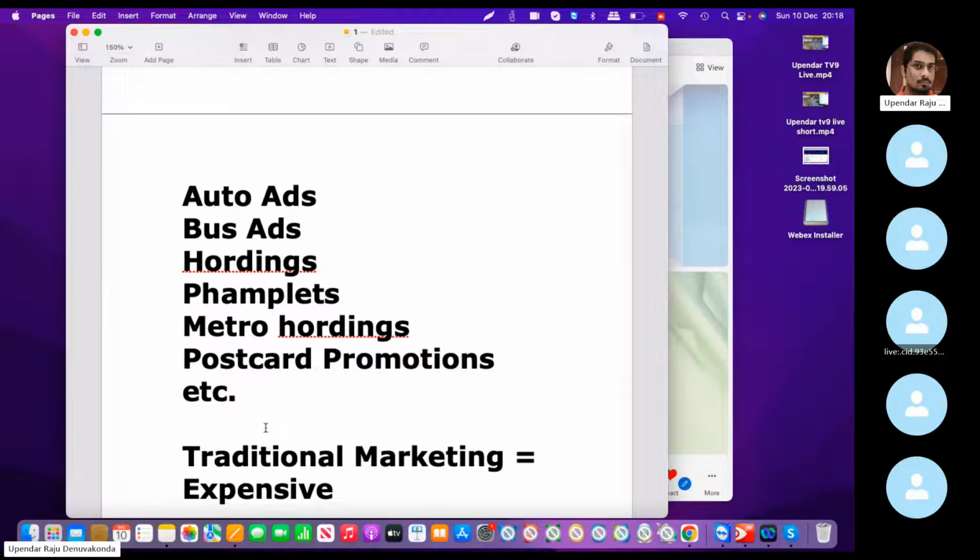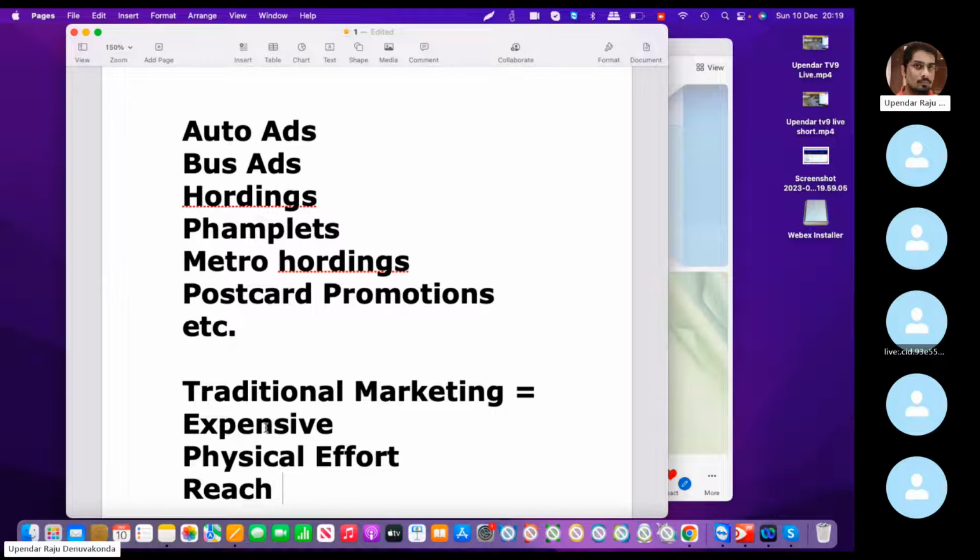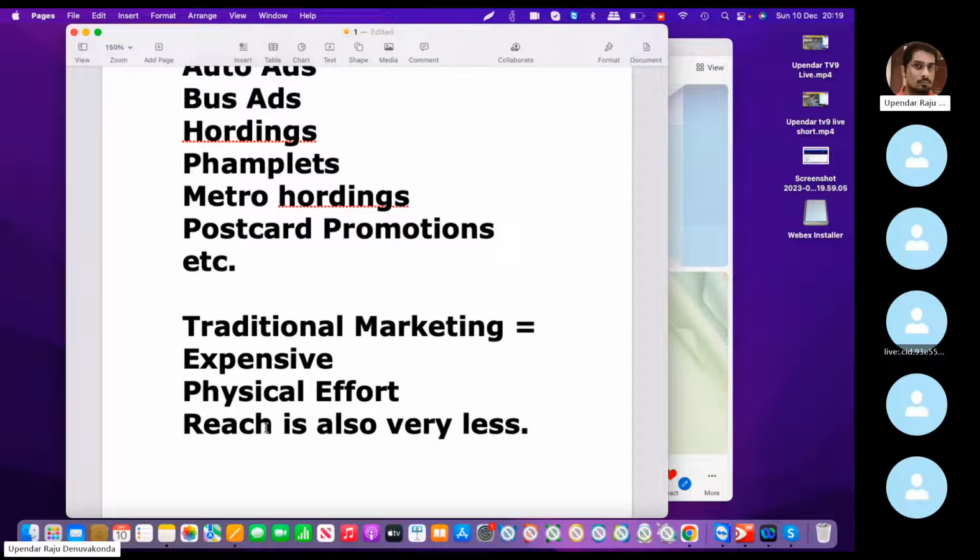There are small businesses, medium-sized businesses, and big businesses. The big businesses used to go for newspapers and TV ads and radio ads. But what about the medium-sized and the small businesses? They used to go for pamphlets, small banners, and postcard promotion to promote their business till 2000, until 2004, till 2010. So traditional marketing is expensive, and a lot of physical effort is needed. And after all this, the reach is also very less. So these were the main reasons that every business had some sort of dissatisfaction with traditional marketing. It is expensive, and the physical effort is very high.